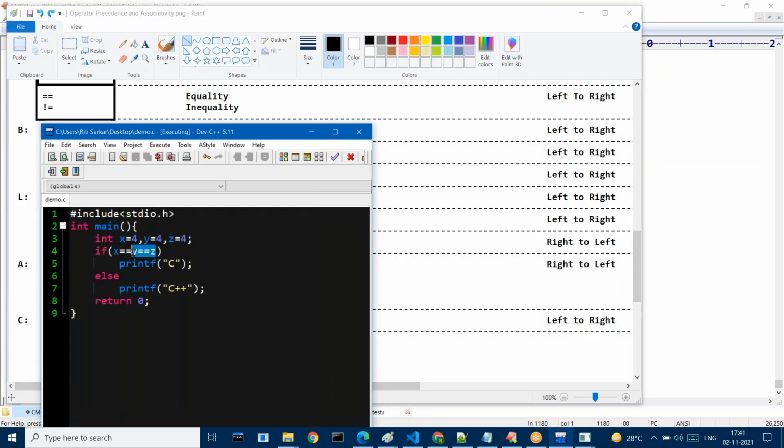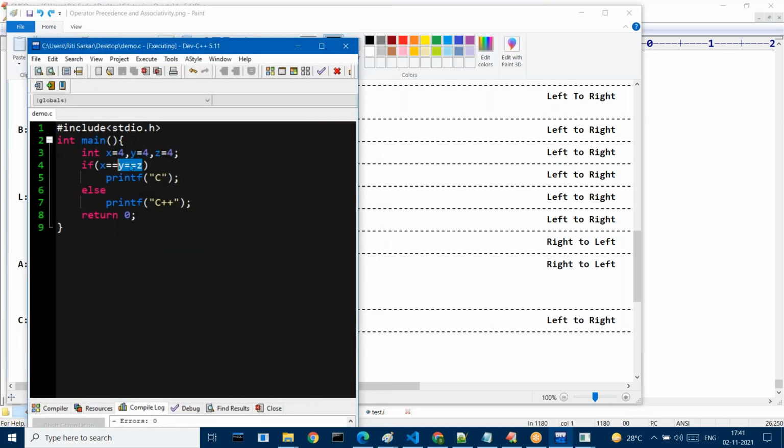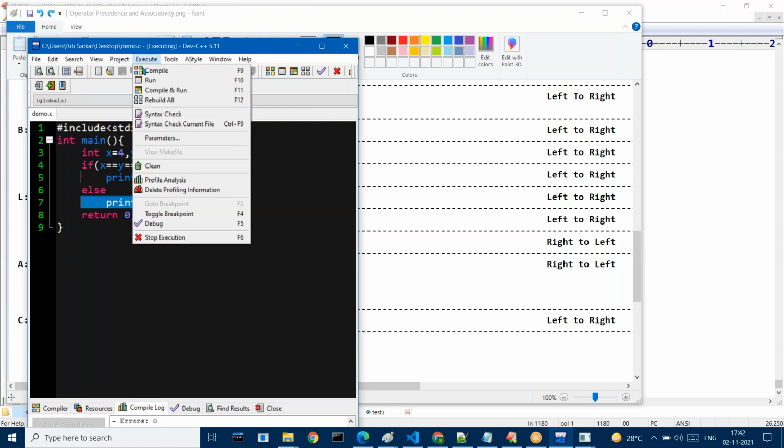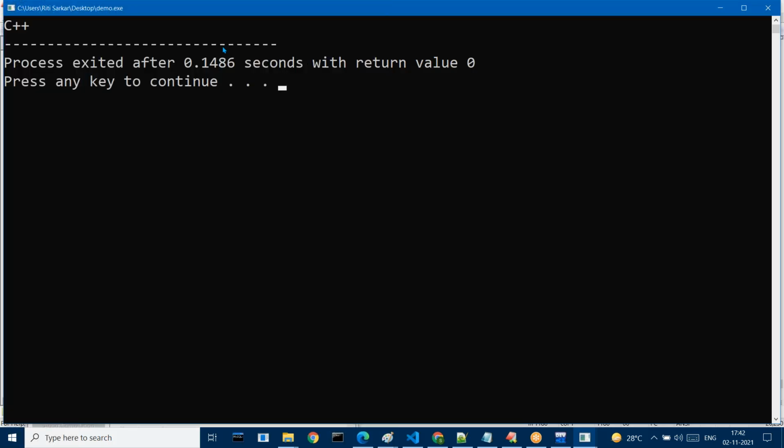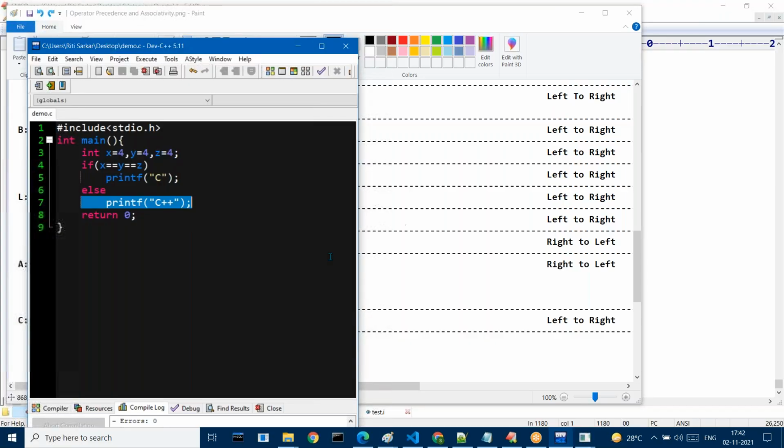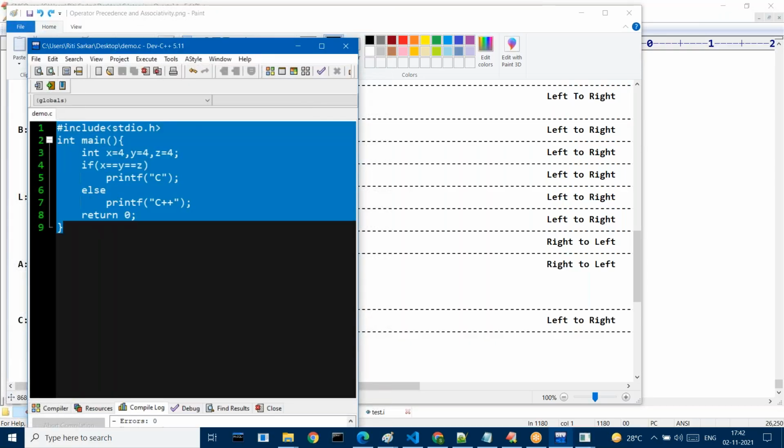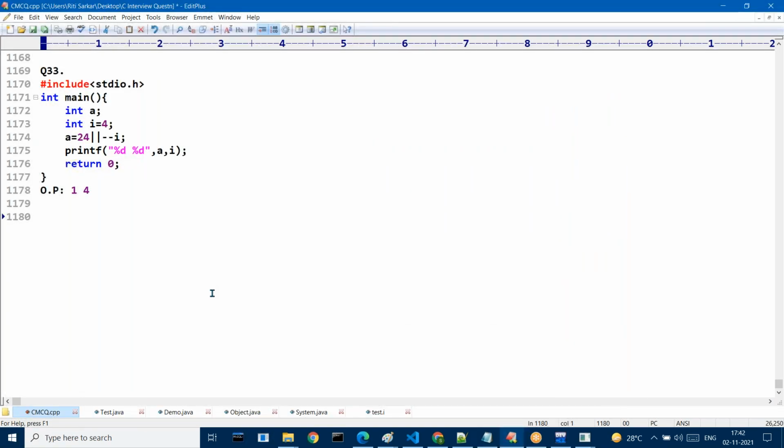Sir, is Z equal to Y? Yes. Relational operator, whenever it works, what result does it return? 1. So now it returns 1. Now what are you checking? X is equal to 1. X is 4. Is 4 equal to 1? No. That means it is returning 0. If 0, will this line execute? No. Where will the control come? Else. What will be executed? C++. Understood? Everyone understood, sir? Why does it not enter the if block, but why should it enter the else block?